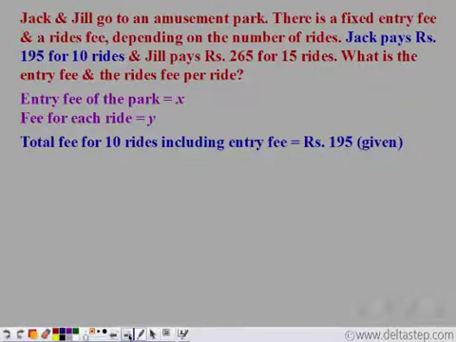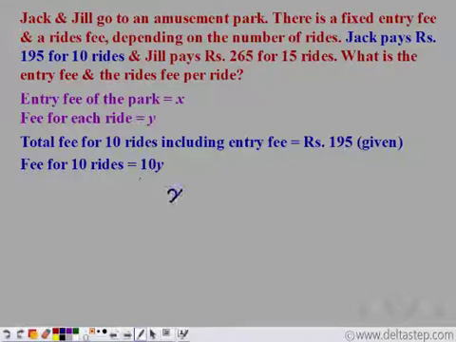Now, Jack takes 10 rides. So, for 10 rides, he has to pay 10y. Because fee for each ride is y, so fee for 10 rides will be 10y. But in addition to this, Jack also has to pay an entry fee to enter the park.